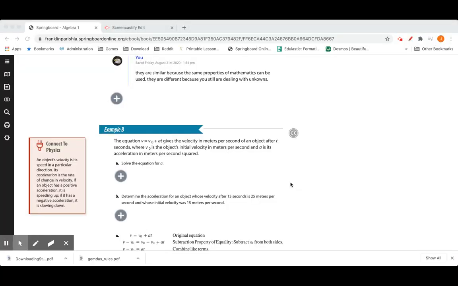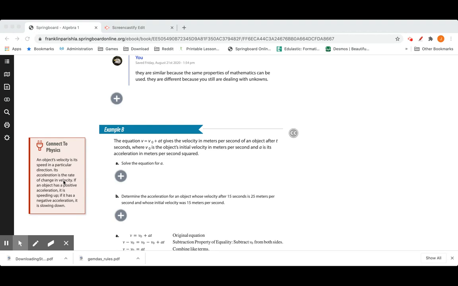Let's look at example B. But before we do, let's just look over to connect to physics. Physics is a science subject that you can take in high school and college, and it's what my degree is in from college. An object's velocity is its speed in a particular direction. Its acceleration is the rate of change in velocity. If an object has a positive acceleration, it's speeding up. If it's a negative acceleration, it's slowing down.